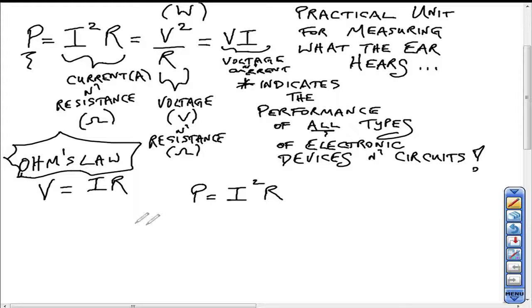What you can do is say, okay, in my Ohm's law formula, I'm going to go ahead and solve for I. In order to solve for I, we're going to need to isolate I, so we're going to divide both sides by R. Now we've got I equals voltage divided by resistance. Now we're going to take this I, and guess what we're going to do?